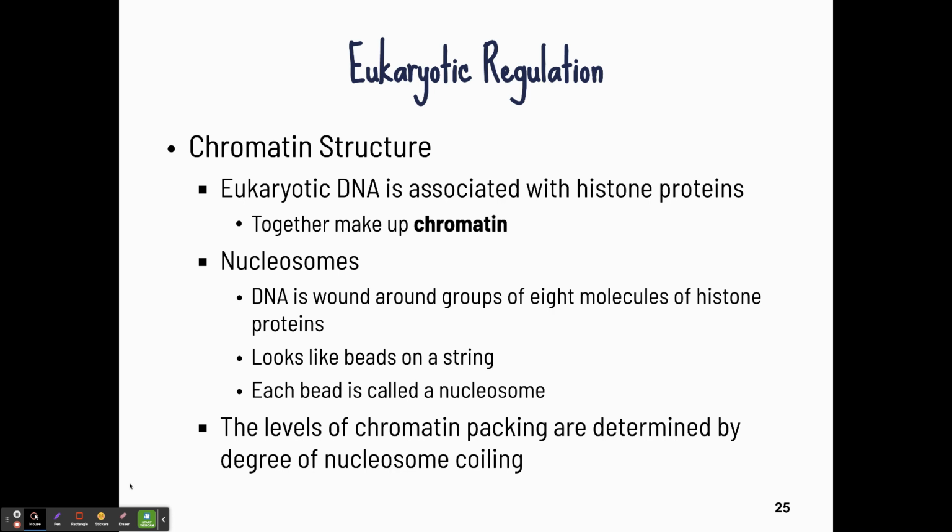Okay, let's look at chromatin structure. Eukaryotic DNA is associated with histone proteins. Together, they make up chromatin. So whenever you see the term chromatin, it's DNA wrapped around histone proteins. We have what are known as nucleosomes. Nucleosomes are DNA wound up around groups of 8 molecules of histone proteins. It looks like beads on a string, and each bead is called a nucleosome. The levels of chromatin packing are determined by the degree of nucleosome coiling.